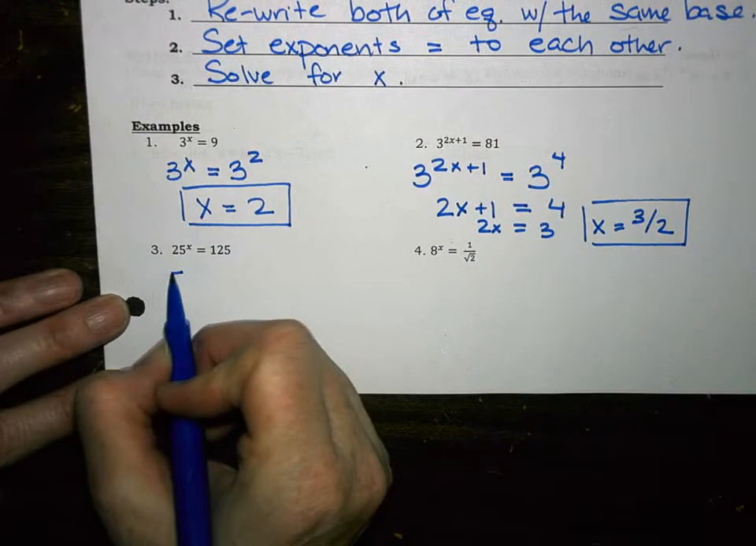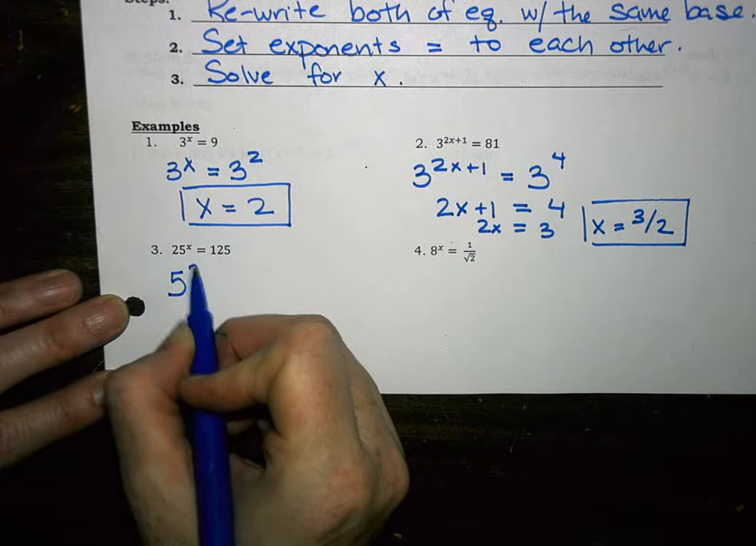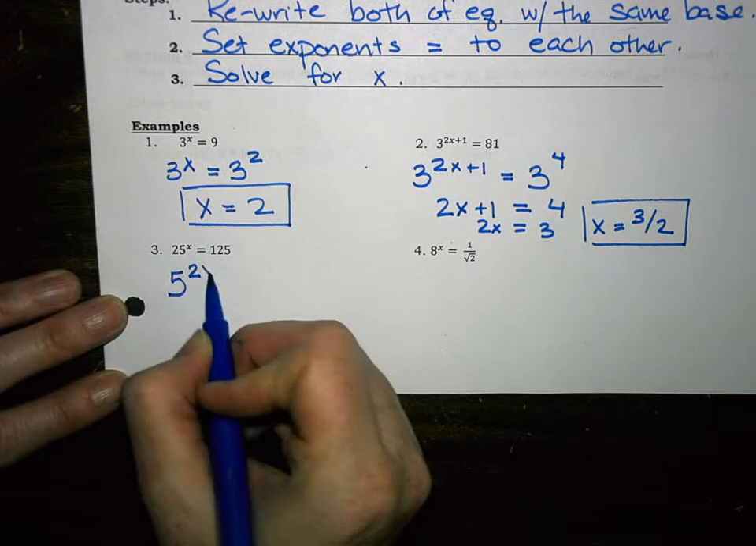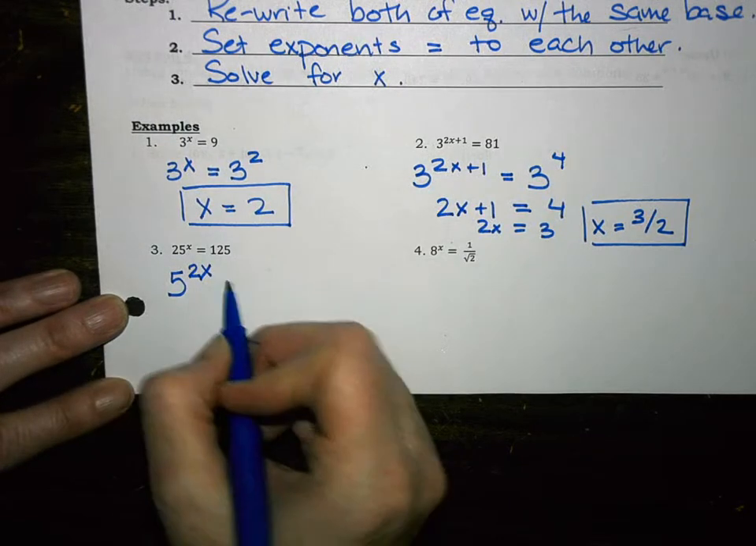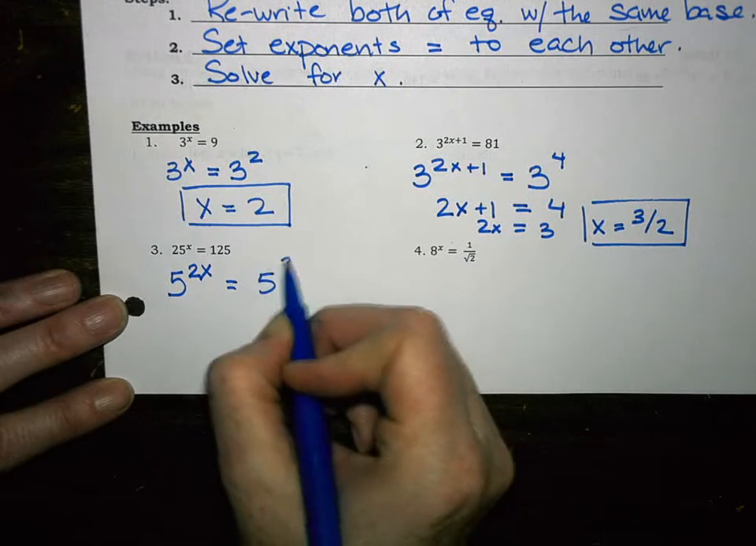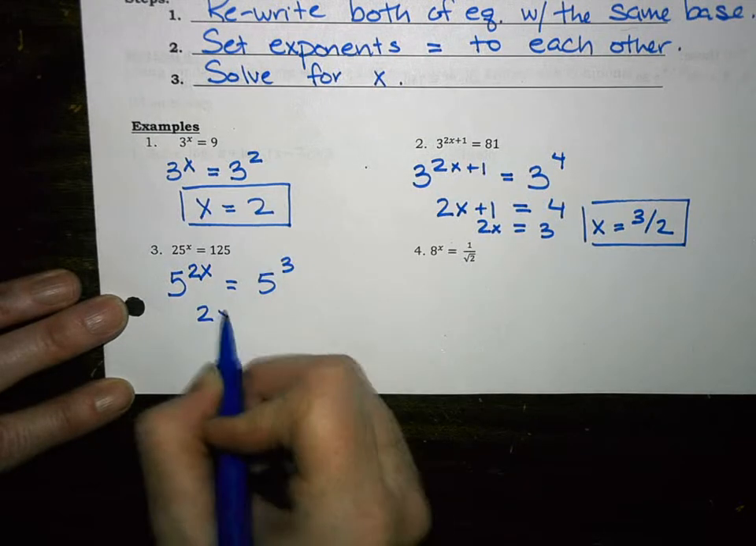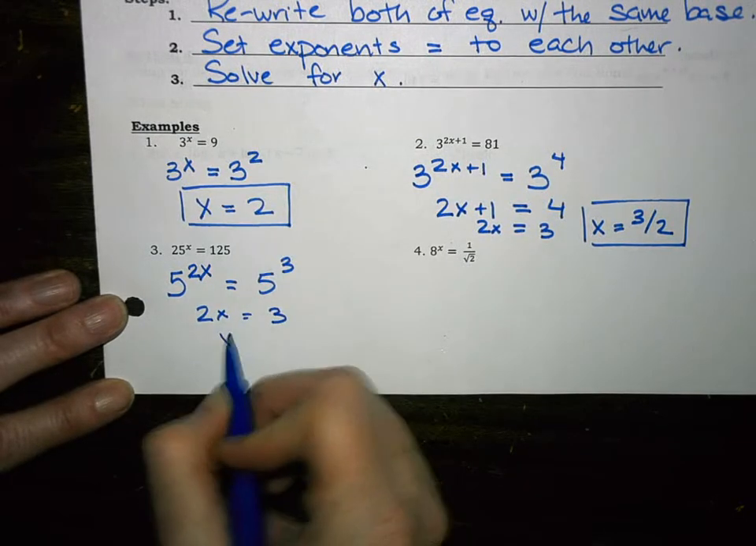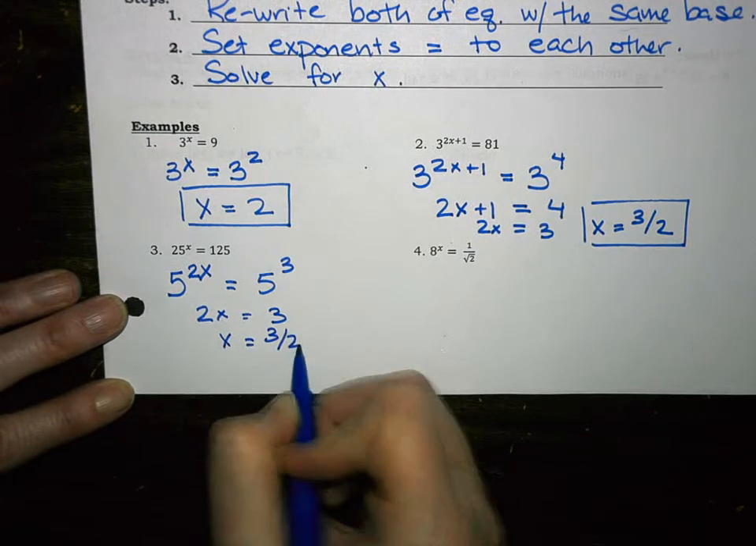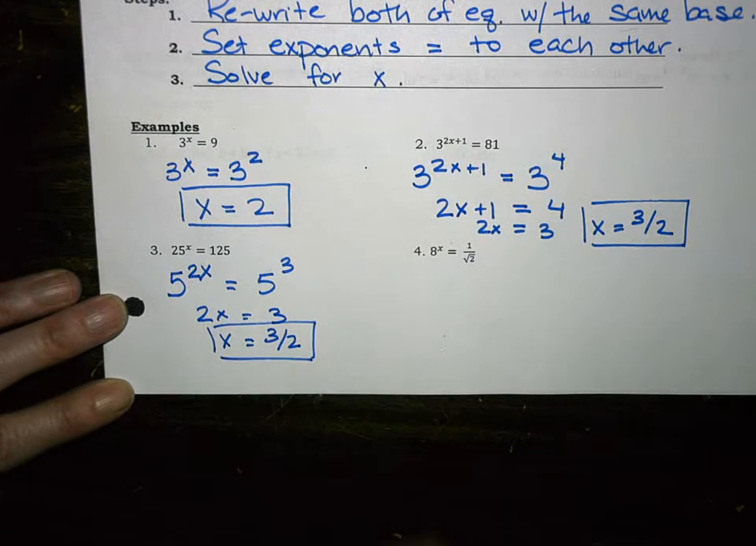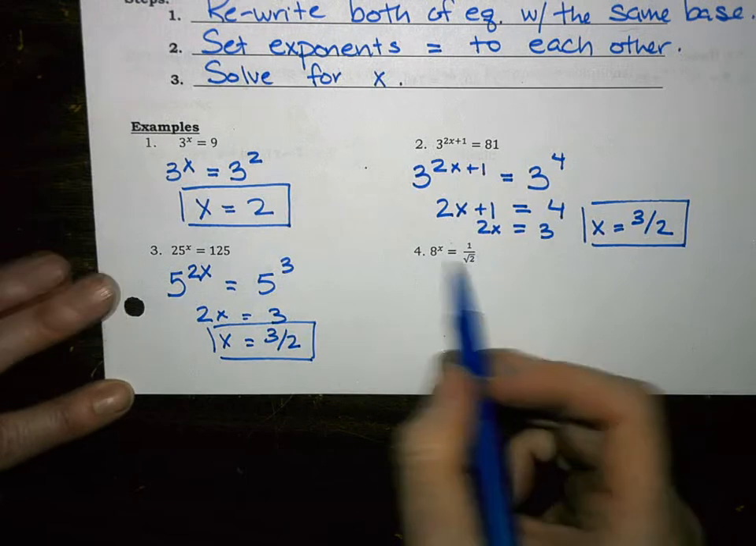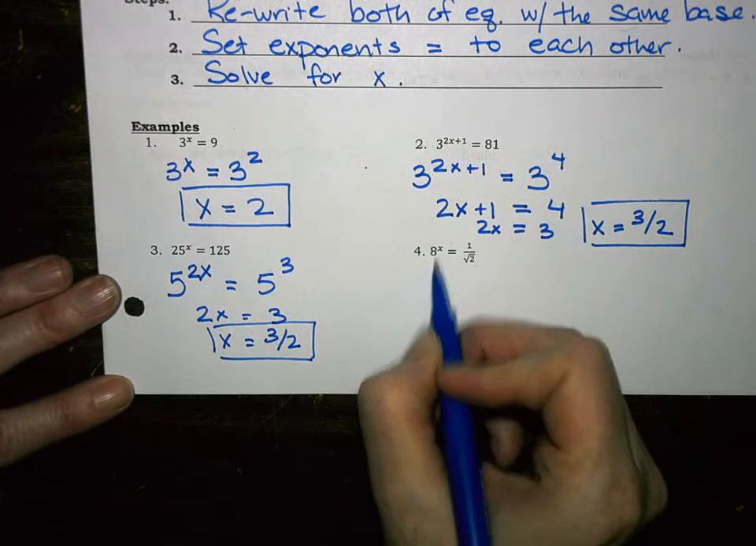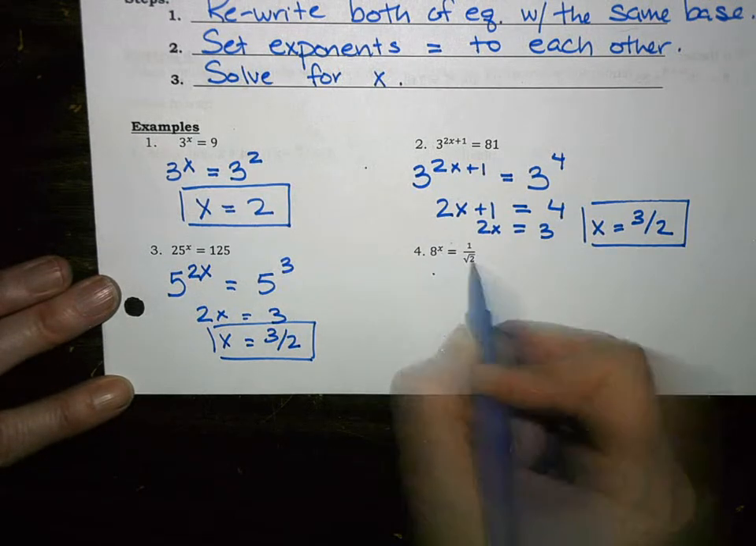Let's do it again. Rewrite both as a power of 5. Now I have 5 and I have 2, and there's an x already up there, so I just multiply them together. Is equal to 5 to the 3rd. Therefore, 2x equals 3, x equals 3 halves. And that's that answer.